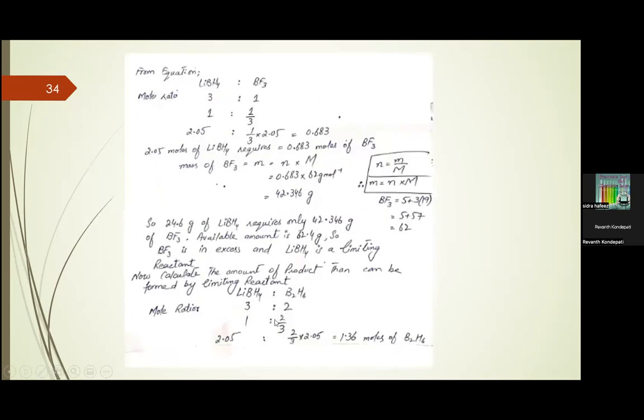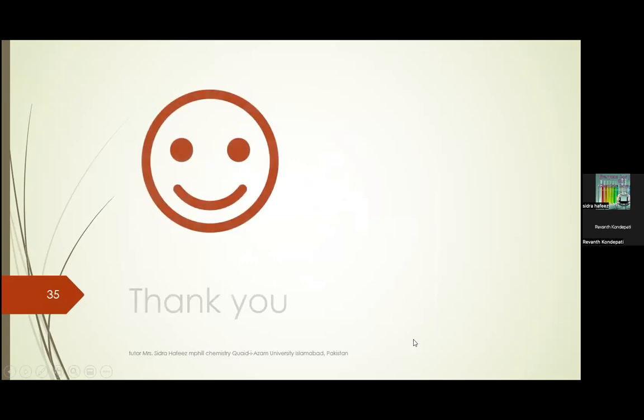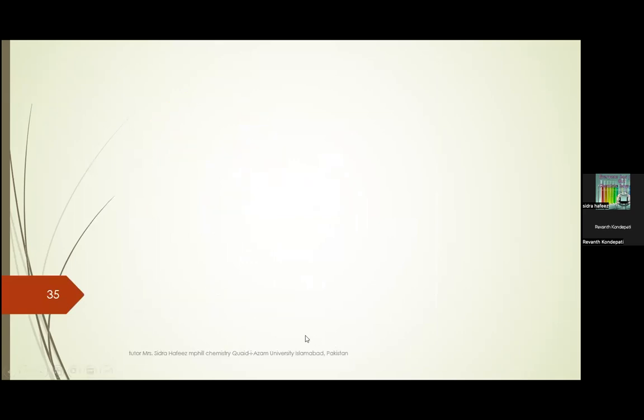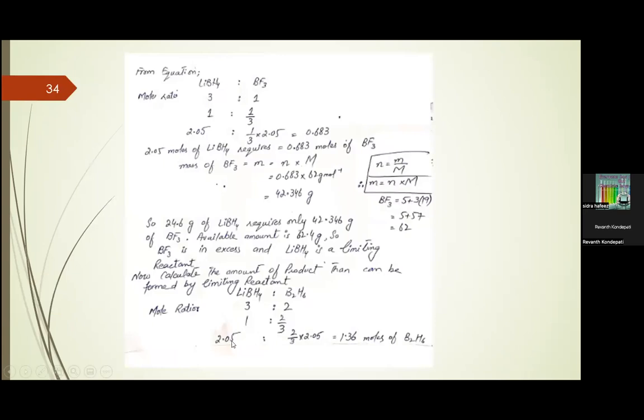1 mole of lithium borohydride produces 2 divided by 3 moles of diborane. Then 2.05 moles of lithium borohydride will produce 2 divided by 3 into 2.05, which gives you the answer 1.36 moles of diborane. So the available 24.6 gram of lithium borohydride will give you only 1.36 moles of diborane.